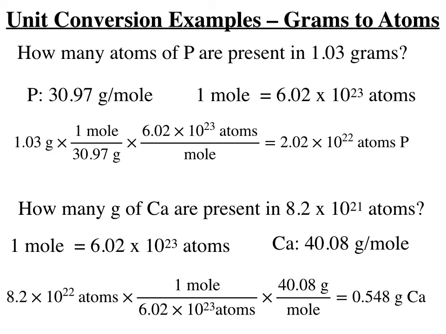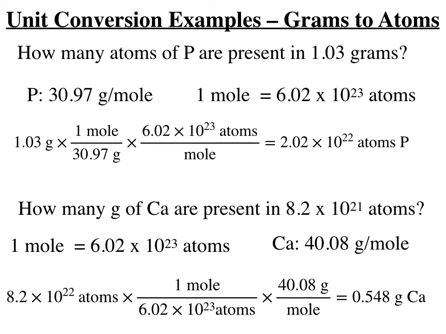When I'm done, I get 2.02 grams of phosphorus. Second, I wish to know how many atoms. So let's look at our bottom conversion factor. Now, how many grams of calcium are present from moles that I have, 8.2, and I didn't need the molar mass. When I'm going from grams to atoms, I need the molar mass of the material.